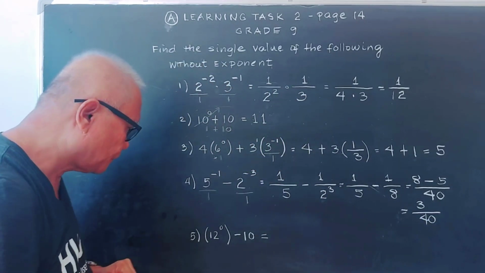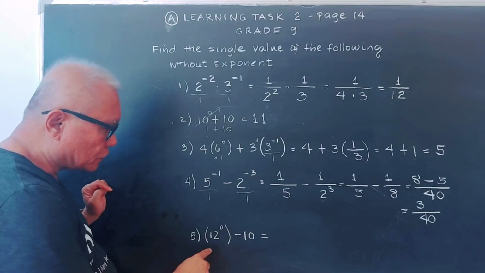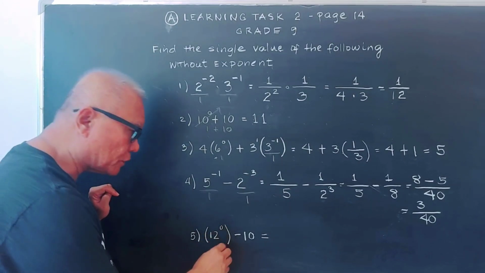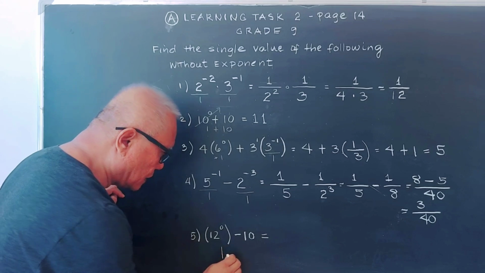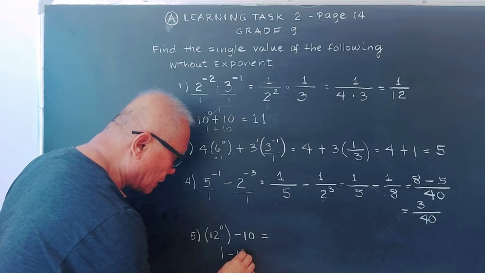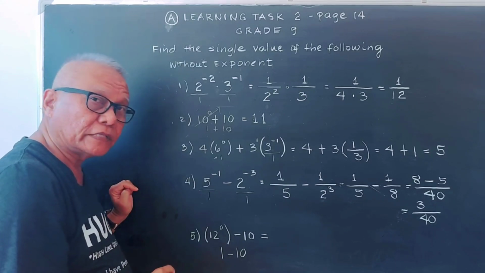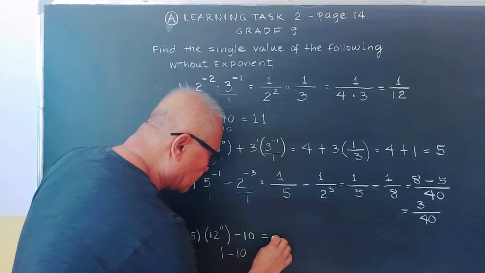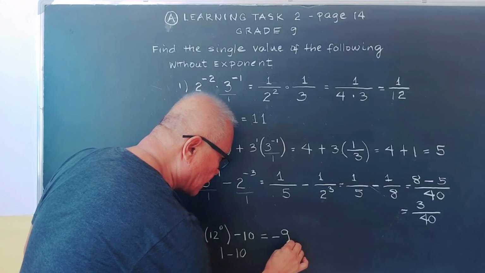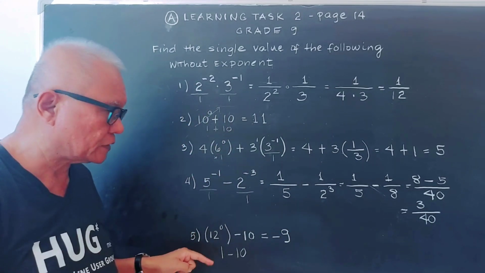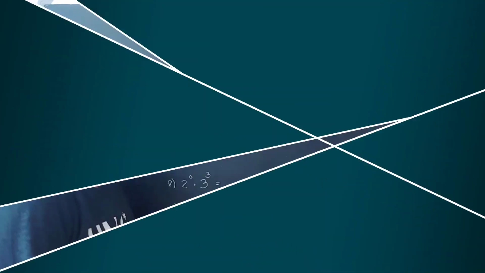Number 5, 12 to the 0. Ano ito? 1 minus 10. Okay, anong sign numbers? Negative 9. Dapat alam na alam nyo ito. Sign numbers. So, number 5 is negative 9.